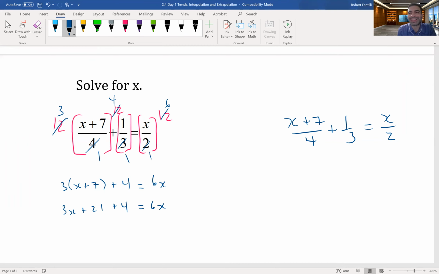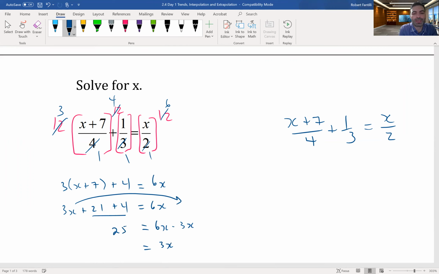We want to get the x's together. It doesn't matter which side you want to switch to. I'm going to bring the 3x over to that side. So it's going to be 6x minus 3x, which is going to become 3x. And on this side, I end up with 21 plus 4, which is 25. So I have 25 equals 3x.